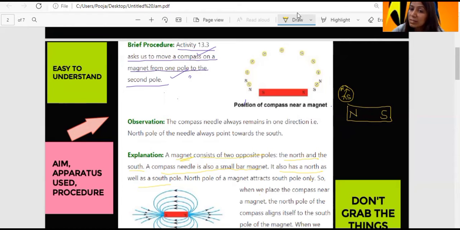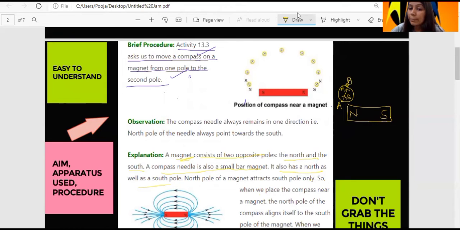Why is it so? Because here is a north pole. When we bring this compass needle, the north pole of the compass needle will be repelled from the north pole of this bar magnet, because we know that like poles always repel each other. So what will happen? This south pole is attracted towards this north pole. Now you will have to mark this point as A and that point as B of the compass needle.